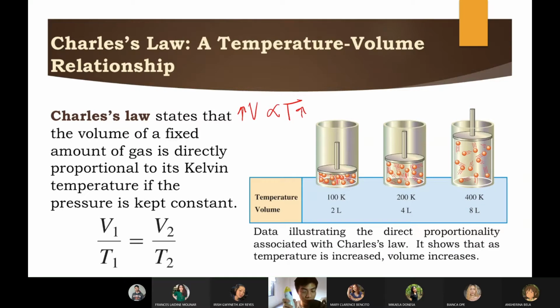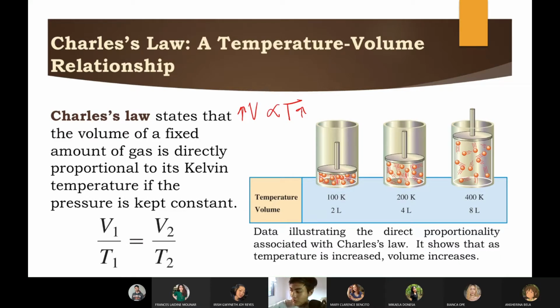So, normal lang yung temperature niya. However, pag pinindot ko to, lumalamig yung bote. Tapos bumabango yung paligid. Bakit lumalamig yung bote? Because of the Charles law. Ang nangyayari kasi kapag pinindot natin to, yung volume ng gases dito bumababa. As a result, yung temperature bumababa din. Okay? So that's Charles' law.